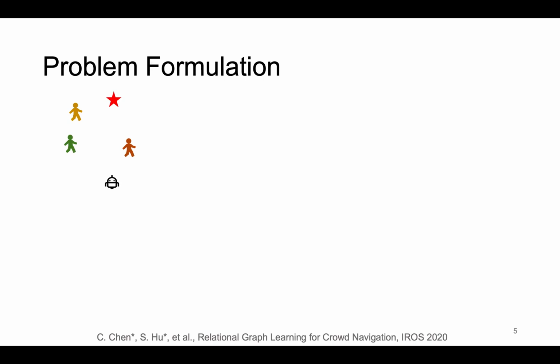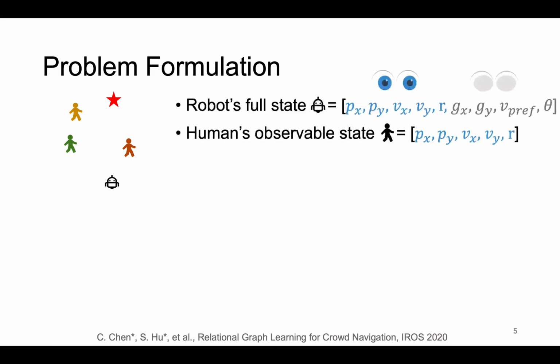Before diving into our approach, let's first look at the problem. In this work, we try to solve a crowd navigation task where the robot navigates through a crowd of n humans to a goal position, and we formulate this problem with DeepRL. Each agent, including the robot and humans, has an observable state, which is its position, velocity, and radius, and it also has an unobservable state, which is its goal position, preferred velocity, and orientation.